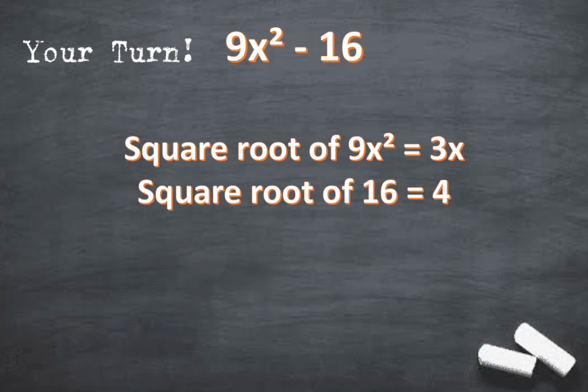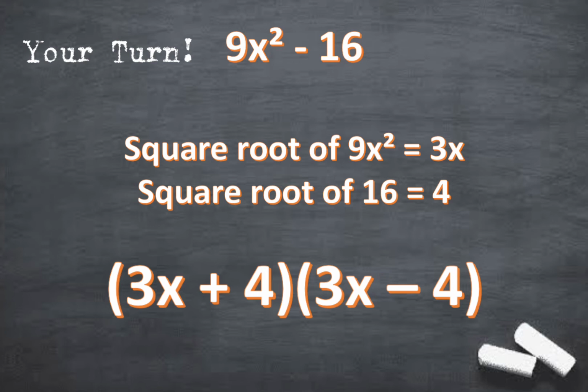Let us check. Number 1, both terms are perfect squares. The square root of 9x squared is 3x, and the square root of 16 is 4. And then we write the factored form. So we have 3x plus 4 multiplied to 3x minus 4.